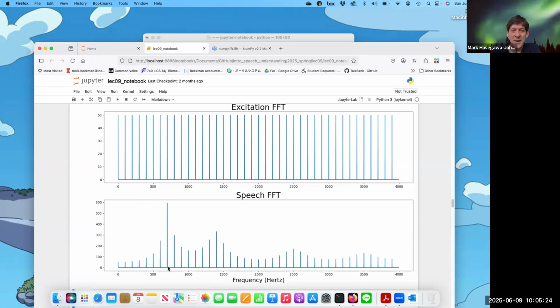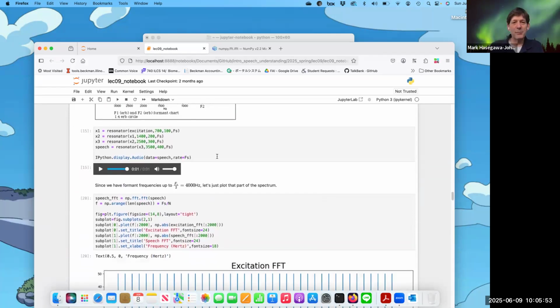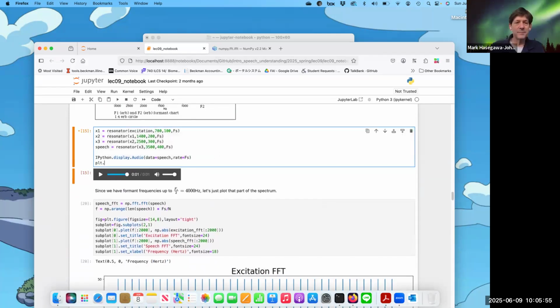And in particular, notice that this "ah" sound had a first formant at 700 hertz. And look at that, there's a big peak right at 700 hertz. That resonance at 700 hertz has created a big peak in the spectrum at 700 hertz. And there's another resonance at 1400 hertz. And look, there's that big peak in the spectrum right at 1400 hertz. And there's another peak at 2500 and another peak at 3500. So apparently when I create those time domain signals, let me plot those actually.